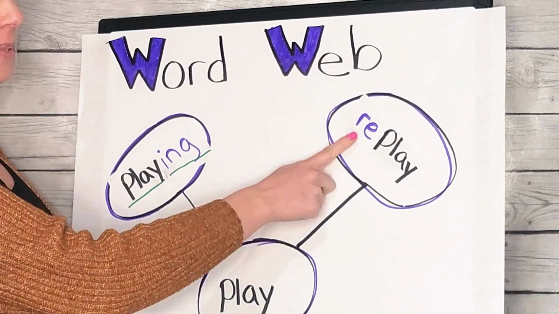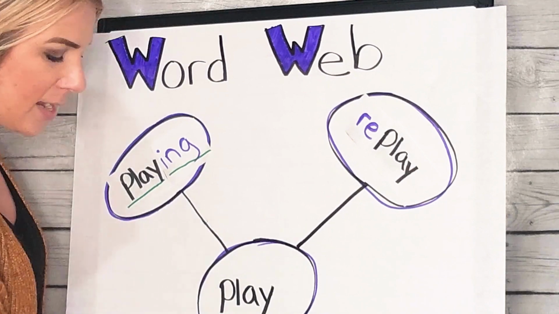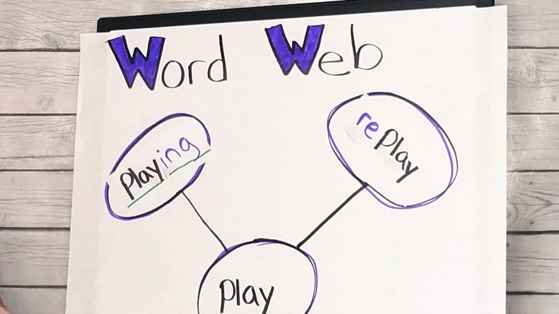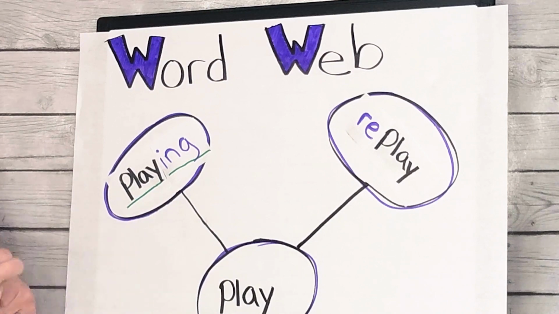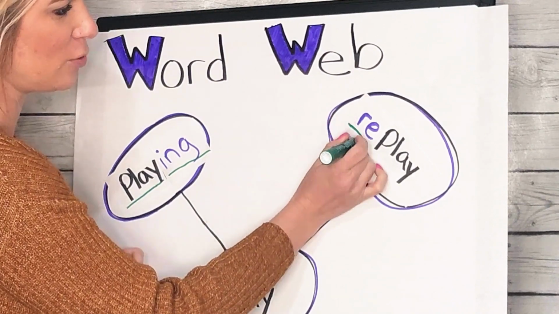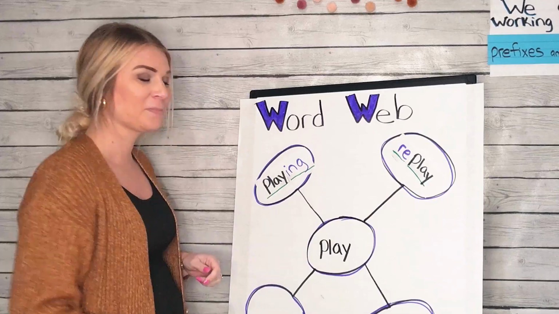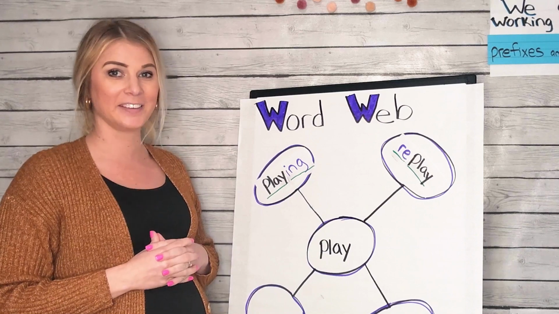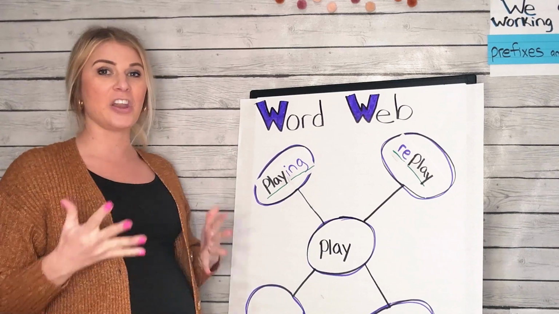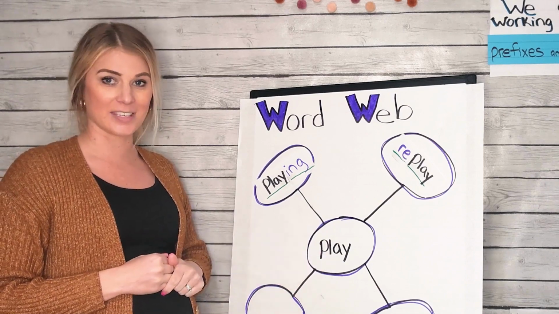When I add this prefix re, it still makes my word a verb, an action word. To replay is something that I can do. So I'm going to underline this green too to show that it is a verb. The beginning of the movie was so funny that I had to replay it. Let's try adding another suffix to our base word, play, another ending.